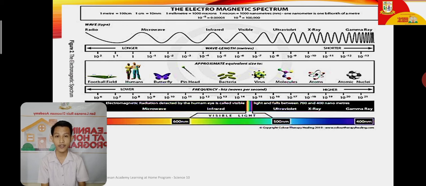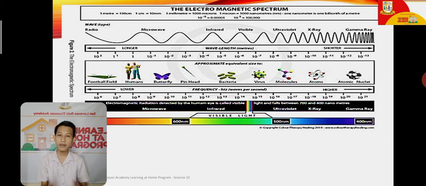Meron tayong natawag na frequency, wavelength, amplitude, di ba may mga ganon? Meron pang terms, kung nare-recall niyo pa yung crest and the trough. Okay, magkaroon muna tayo ng short background information or recall with the terms associated with the different types of waves.